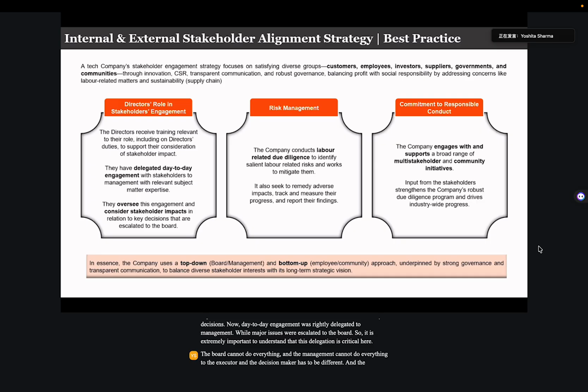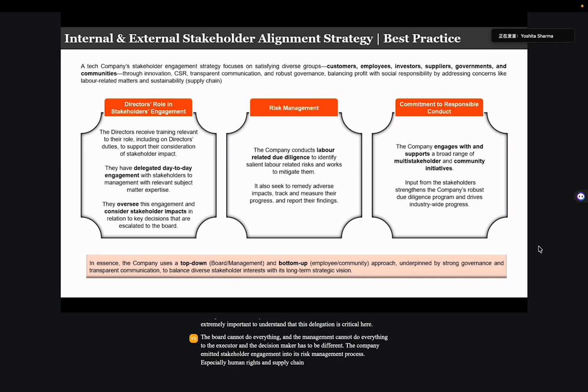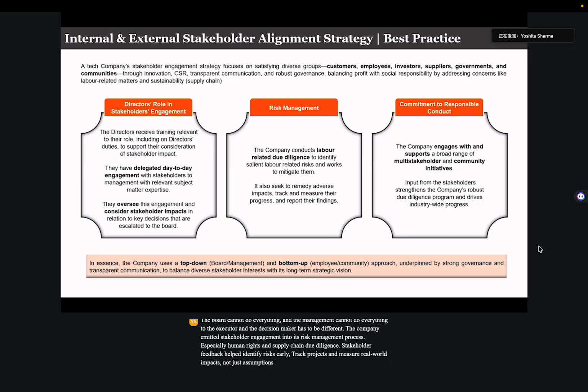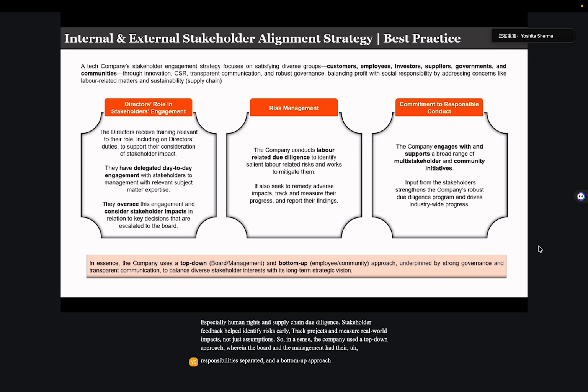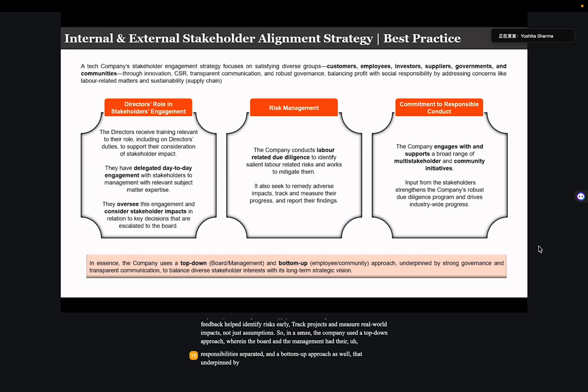And the company embedded stakeholder engagement into its risk management process, especially human rights and supply chain due diligence. Stakeholder feedback helped identify risks early, track projects, and measure real-world impacts, not just assumptions. So in a sense, the company used a top-down approach wherein the board and the management had their responsibilities separated, and a bottom-up approach as well, underpinned by strong governance and transparent communication to balance diverse stakeholder interests with its long-term vision.